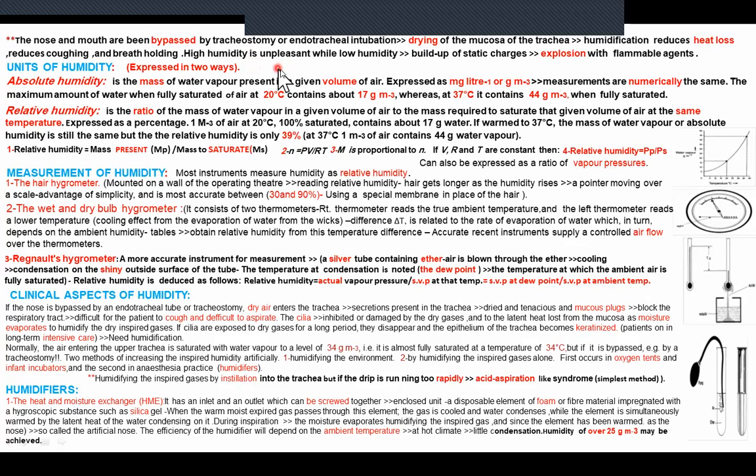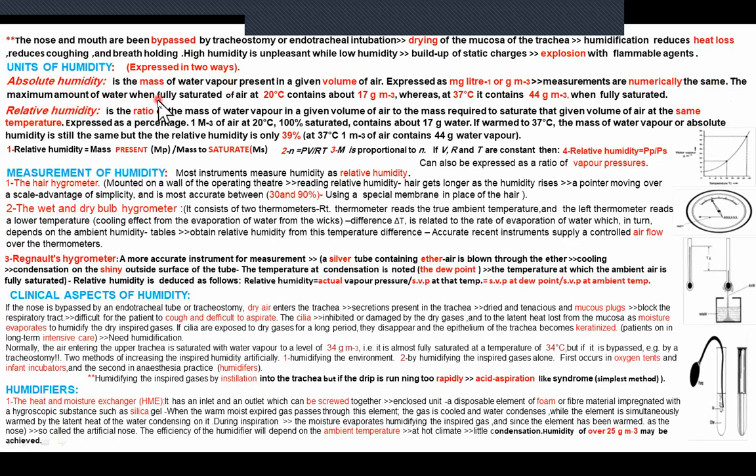Units of humidity are expressed in two ways. First of all, the absolute humidity. It's the mass of water present in a given volume of air, expressed in milligrams per liter or gram per cubic meter. Measurements are numerically the same. Whenever I divide each of them by the other, we find it is the same.